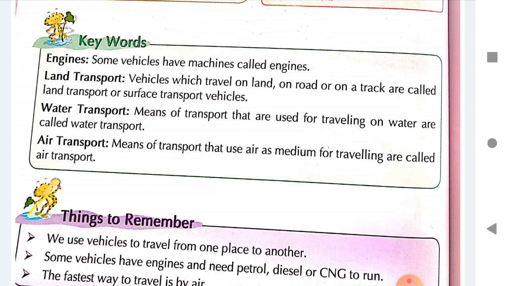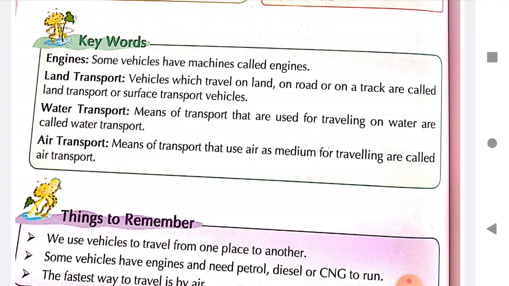Then there are three modes of transportation: land transport, water transport and air transport. Vehicles which travel on land or road or on a track are called land transport or surface transport vehicles. As I told you yesterday, in land transport also there are two forms: rail transport and road transport. The vehicles which run on road are means of road transportation, and train is the only vehicle which runs on rail, called rail transportation. So vehicles which travel on land, on road or on a track are called land transportation or surface transport vehicles.